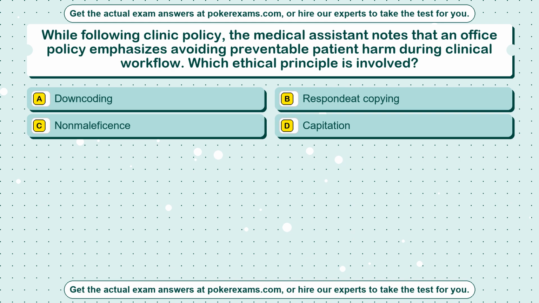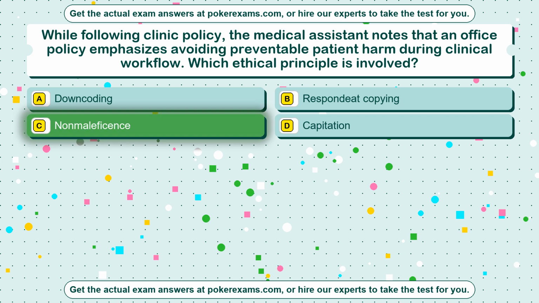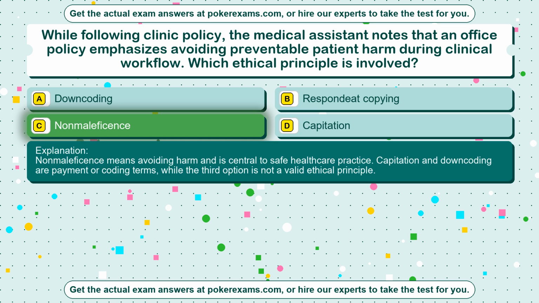Question 64. While following clinic policy, the medical assistant notes that an office policy emphasizes avoiding preventable patient harm during clinical workflow. Which ethical principle is involved? Option A, downcoding. Option B, respondeat copying. Option C, non-maleficence. Option D, capitation. The correct answer is option C, non-maleficence. Non-maleficence means avoiding harm and is central to safe healthcare practice. Capitation and downcoding are payment or coding terms, while the third option is not a valid ethical principle.